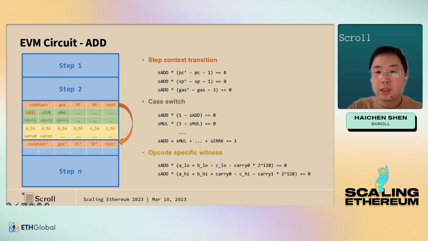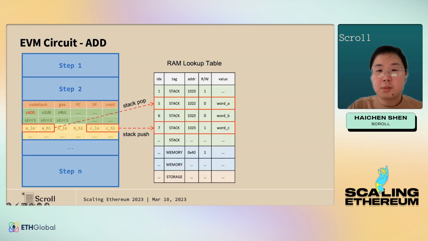For example, you need to say that for the low 128 bits, A low plus B low will be equal to C low plus some of the carry into the next high 128-bit, and then do similar things for the high 128-bit additions here. And then further, you need to prove that the words A, B are correctly popped from the stack, and then the output C is correctly pushed back to the stack.